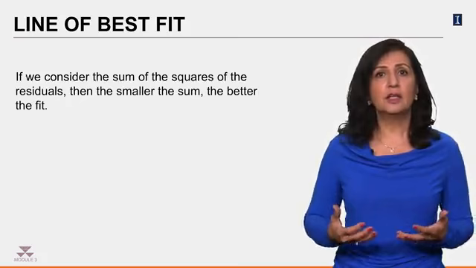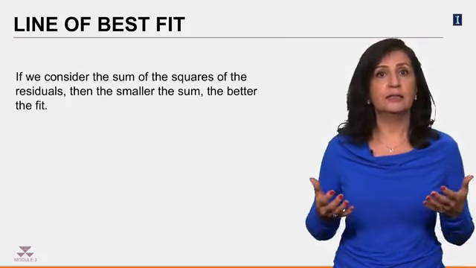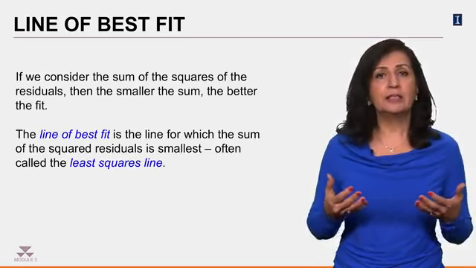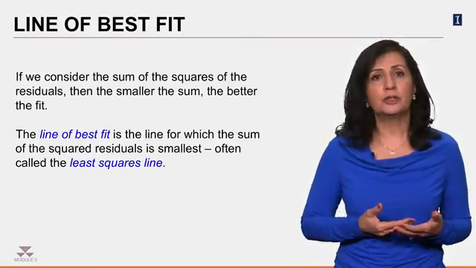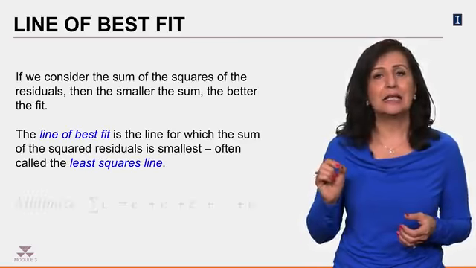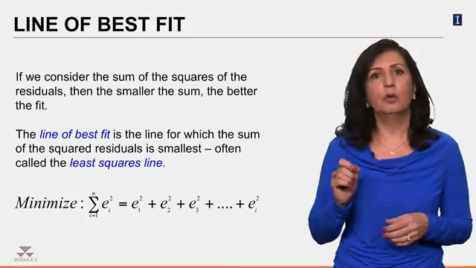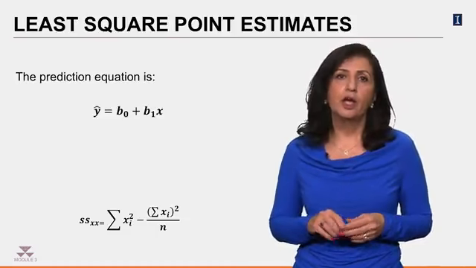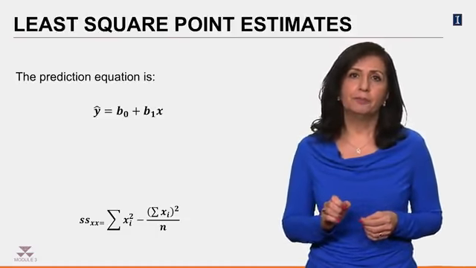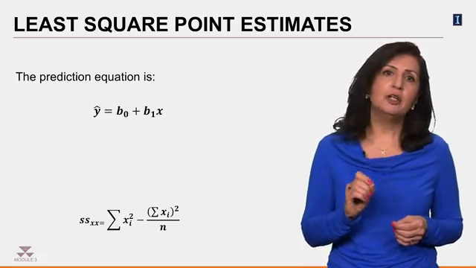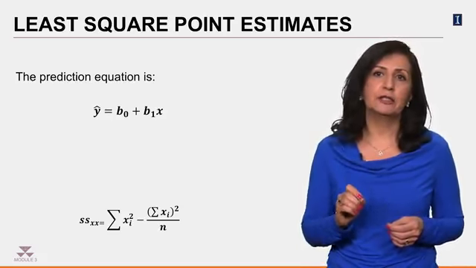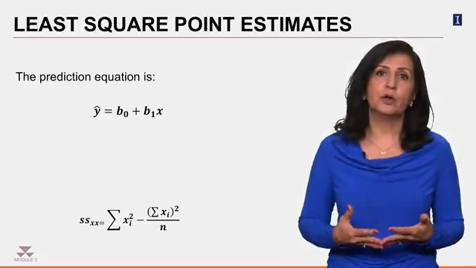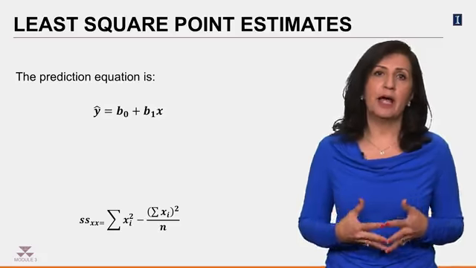If we consider the sum of the squares of the residuals, then the smaller the sum, the better the fit. The line of best fit is the line for which the sum of the square residuals is smallest. This is what is often called the least square line. Using the least square method, the estimated value of y as predicted by the regression equation is written as y hat equals b sub 0 plus b sub 1 times x.